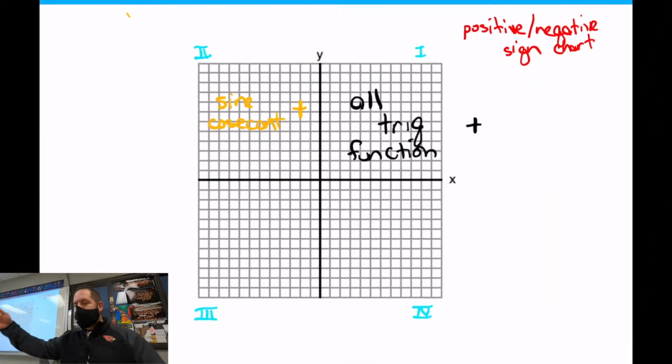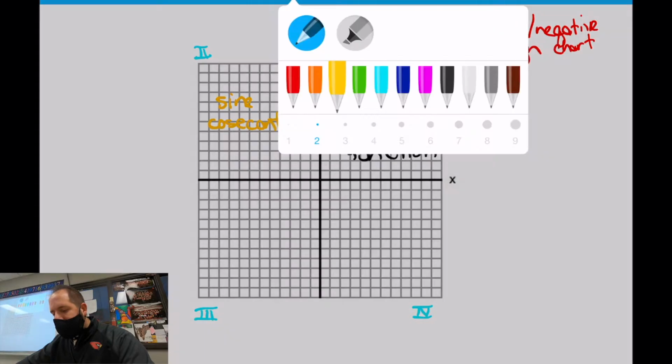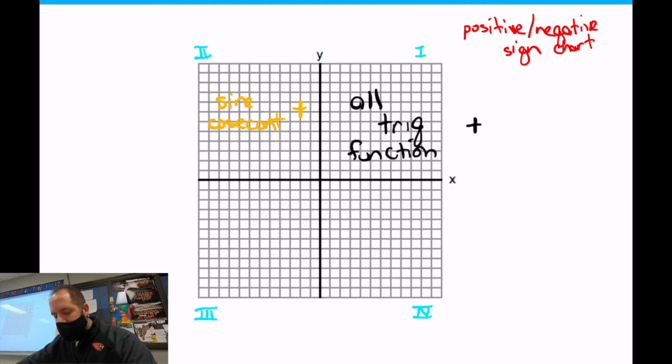Now, if I keep going, I'm going to keep spinning here around the picture. If we get to the third quadrant, tangent and cotangent are positive here.